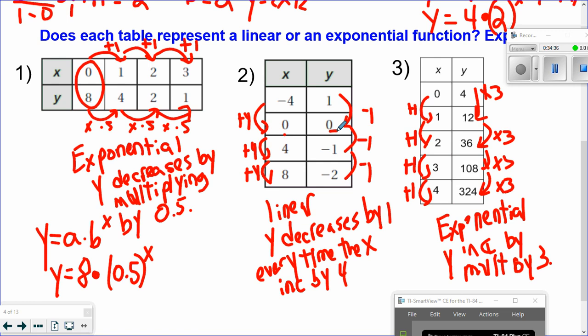Number 3, though, remember, an exponential equation is always in this format: a times b to the x power. The a is the y-intercept. So just think about what the y-intercept is. What's the y-intercept? If you said 4, you're correct. Times b, what is it being multiplied by each time? 3. And then to the x power. So that would be the exponential equation.